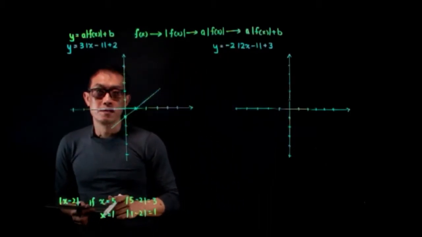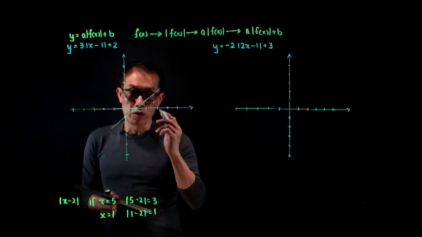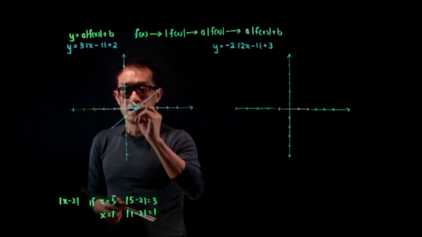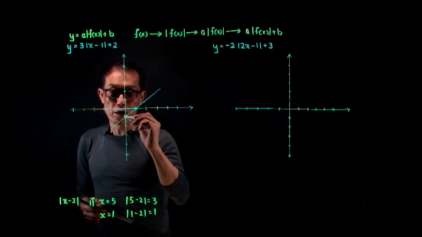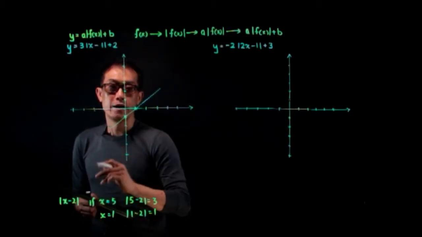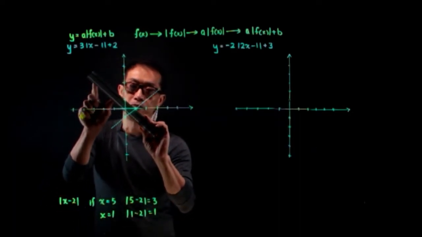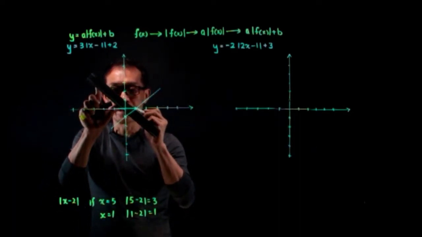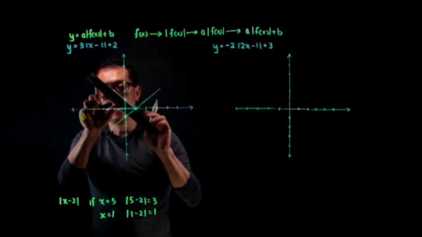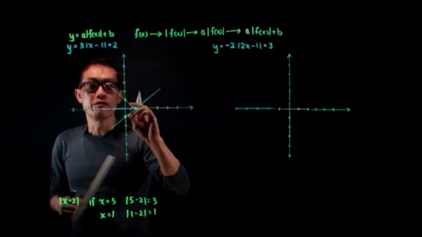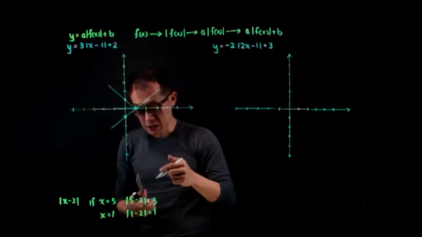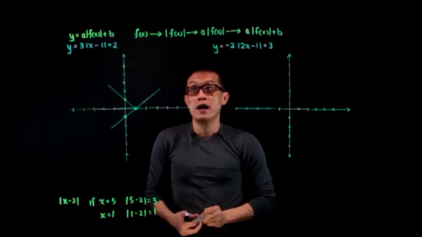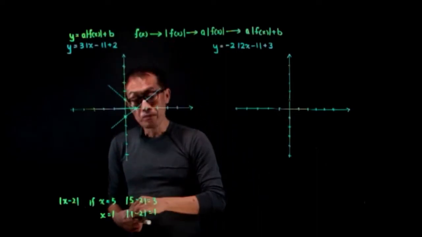Next, we are going to mod it. Now, if I mod it, then this point minus 1 will become 1. So this graph is reflected upwards. Okay, anything negative of it will become positive because of this mod function. Now we have finished these two steps.